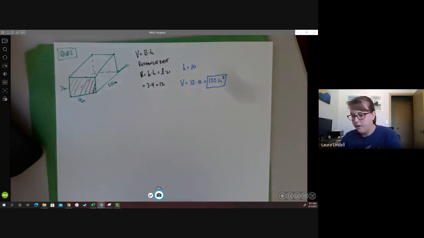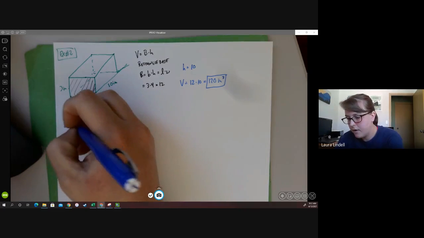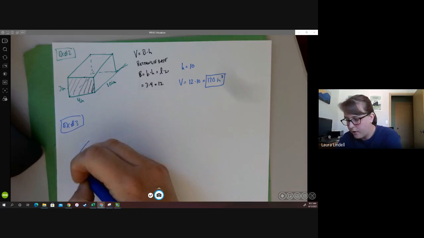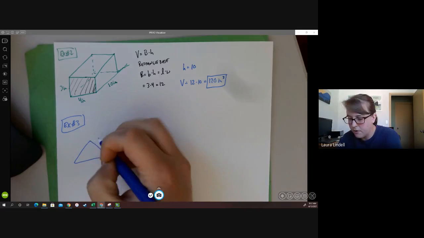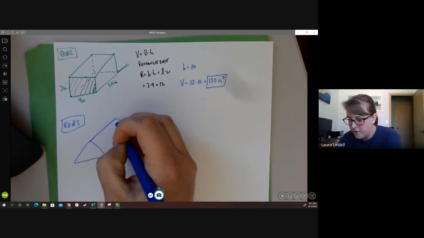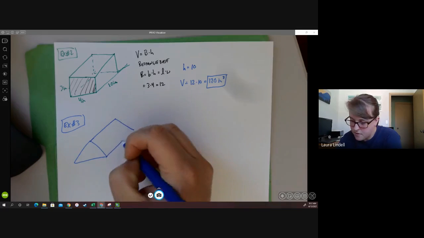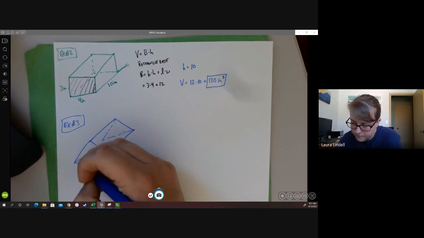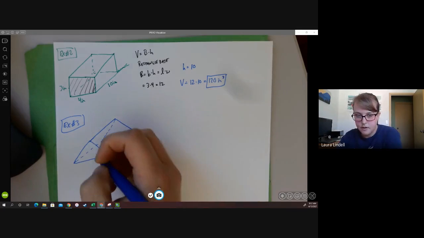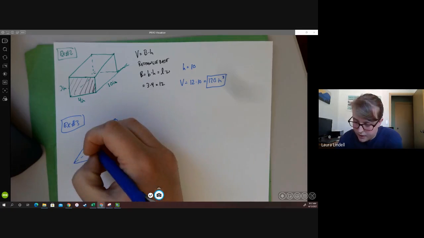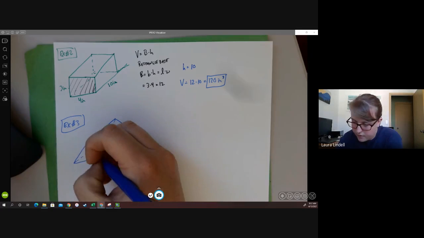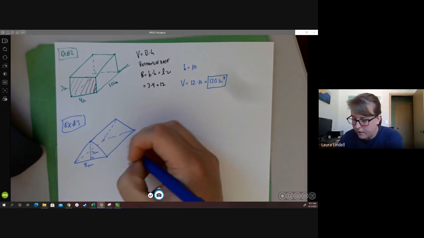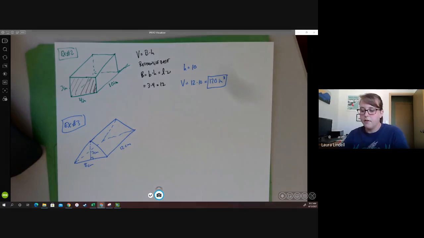Triangular prism. Okay. So this one is going to look a bit more like a Toblerone. And we are told that this distance here is 3 centimeters. This distance is 8 centimeters, and this distance is 12 centimeters.